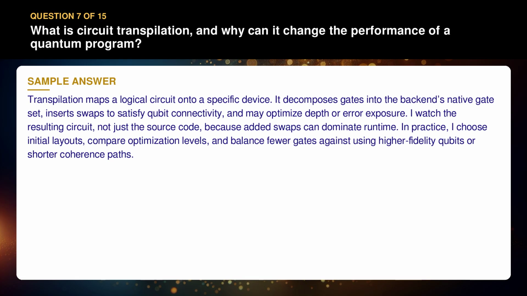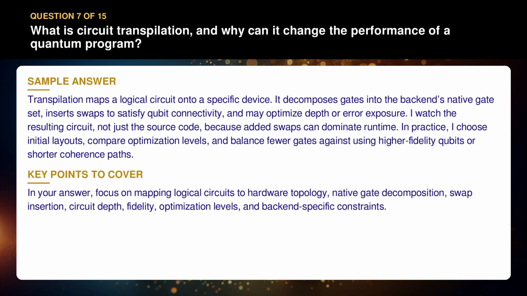In practice, I choose initial layouts, compare optimization levels, and balance fewer gates against using higher fidelity qubits or shorter coherence paths. In your answer, focus on mapping logical circuits to hardware topology, native gate decomposition, swap insertion, circuit depth, fidelity, optimization levels, and backend-specific constraints.